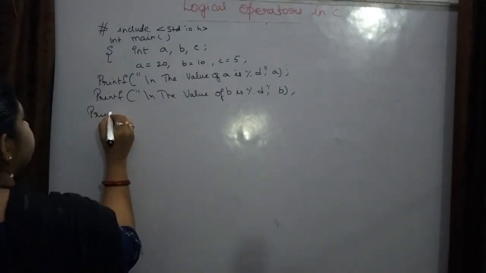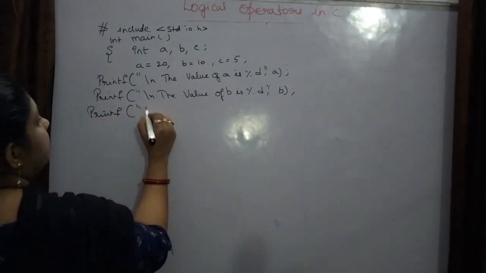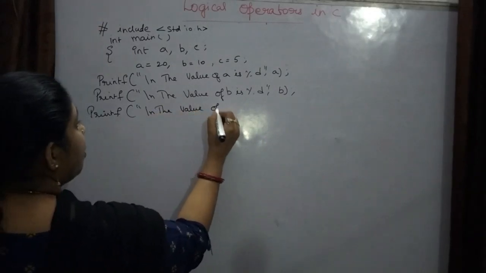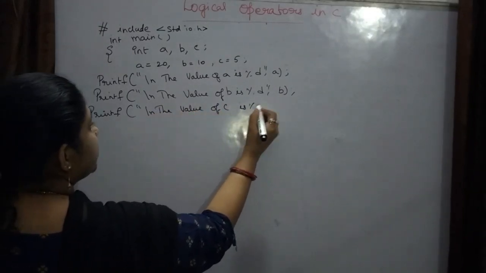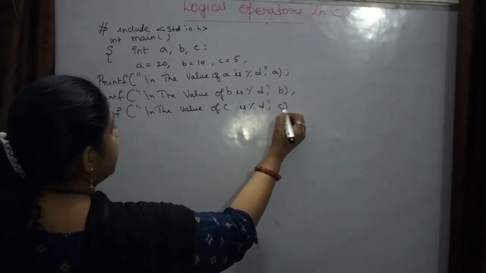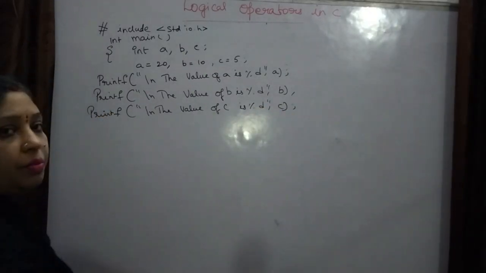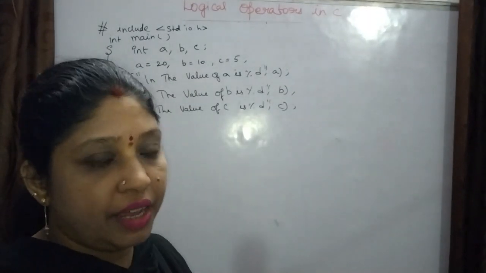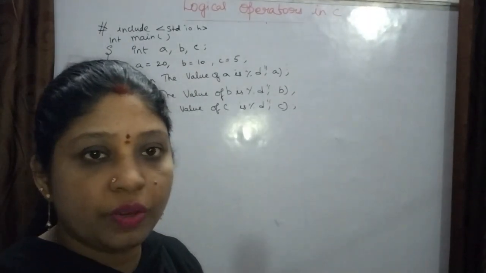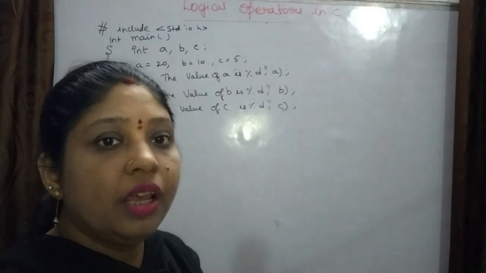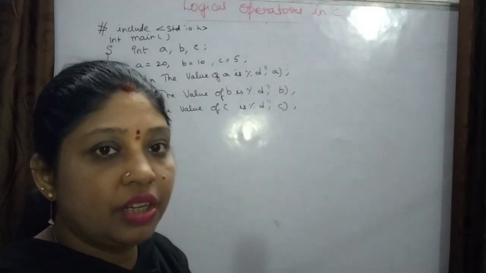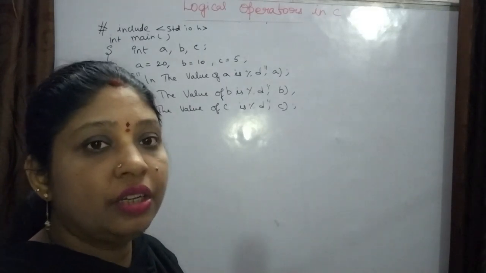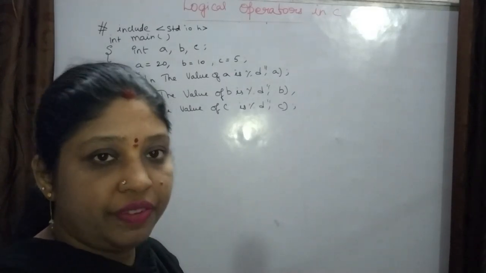Printf, \n the value of c is %d, close it, c. Now I am using, after printing all the values, whatever I have assigned to the variables, those values will be printed by these statements. Now I am using the logical AND condition by using an if statement.